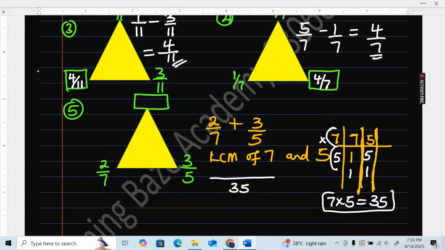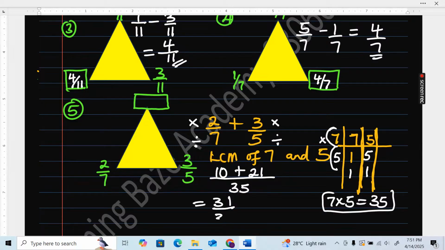Now, how do we continue? You're going to divide the LCM by the denominator, and you will multiply your answer by the numerator. So 35 divided by 7 will give us 5. Then 5 times 2 will give us 10. Plus, for the second fraction, you divide by the denominator and multiply your answer by the numerator. 35 divided by 5 is 7, and 7 times 3, that is 21. So 10 plus 21 is equal to 31.